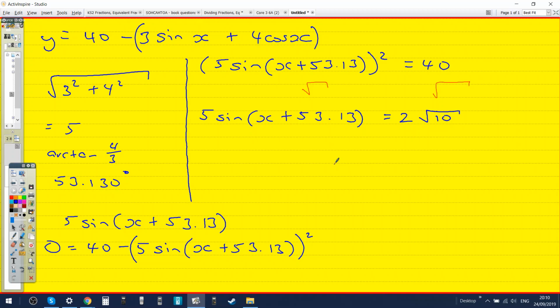So then from here, you just do arc sine of 2 root 10 over 5. Yep. So you're left with x plus 53.13 equals arc sine 2 root 10 over 5. Mm-hmm. Which is the same as... 2 root 10 over 5, which is not real, apparently.